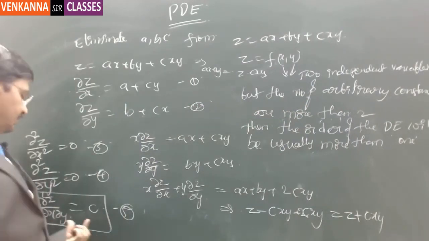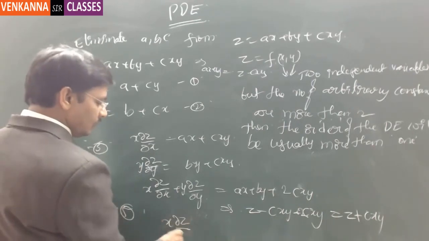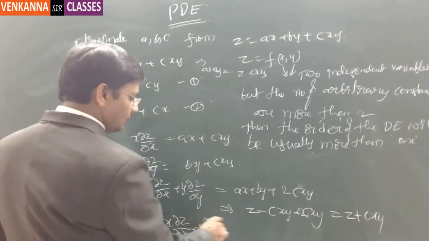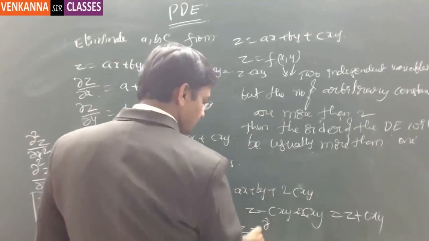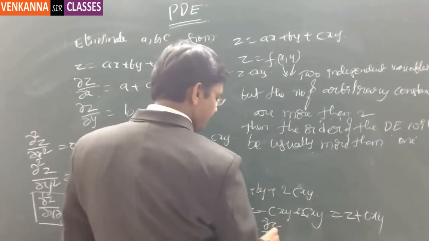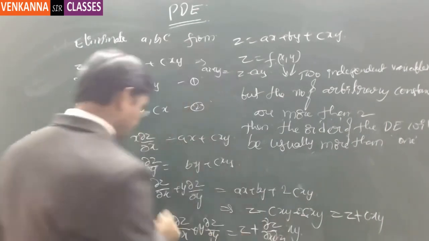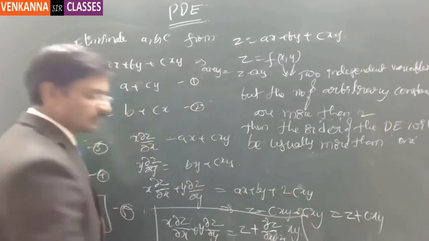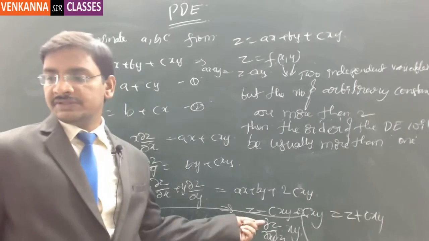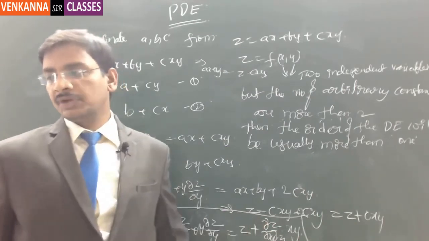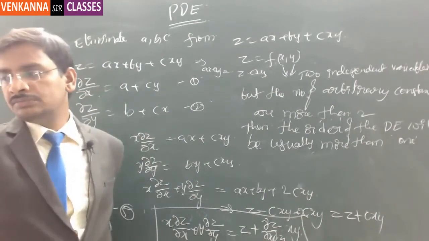Got it? But the c value is ∂²z/∂x∂y. Then x ∂z/∂x + y ∂z/∂y is equal to z + ∂²z/∂x∂y into xy. This is the differential equation where we have eliminated the arbitrary constants, but the order of the differential equation is more than 1. Got it? Understood?